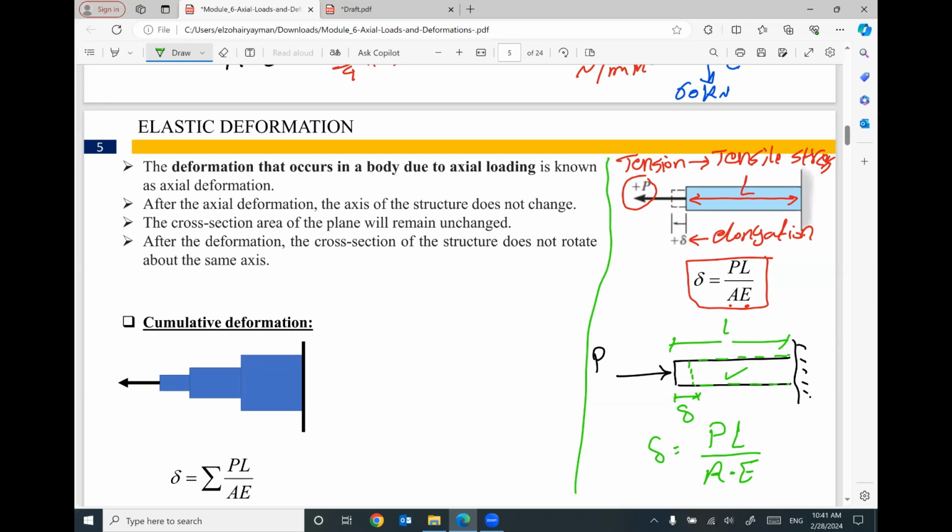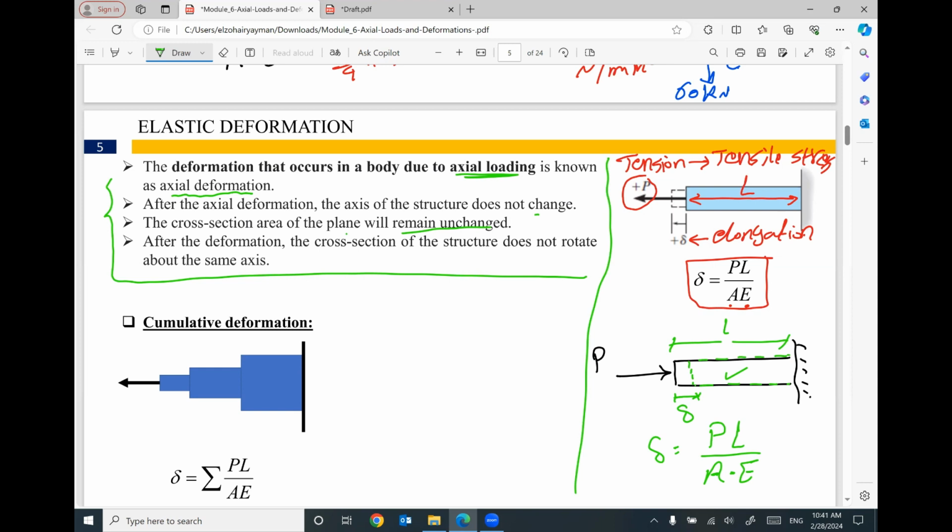The deformation that occurs in a body due to axial load or axial stress is known as axial deformation. After the axial deformation, the axis of the structure does not change. The cross-section area of the plane will remain unchanged. After the deformation, the cross-section of the structure does not rotate about the same axis. These are the assumptions used to say the elongation or the contraction will equal PL divided by A times E.